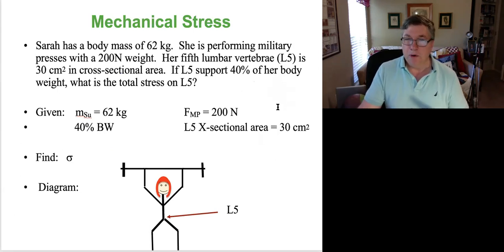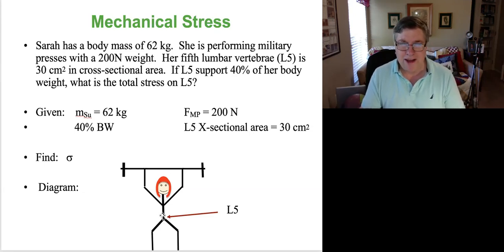So we're going to do a little problem with mechanical stress. Let's say Sarah has a body mass of 62 kilograms. She's performing a military press with 200 newtons of weight. Her fifth lumbar vertebrae is 30 square centimeters in cross-sectional area. Her fifth lumbar vertebrae supports about 40% of her weight. So what's the total compressive stress on the fifth lumbar vertebrae? That's the last vertebrae before you get to the coccyx.